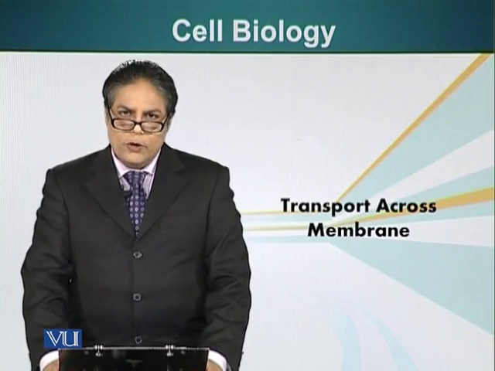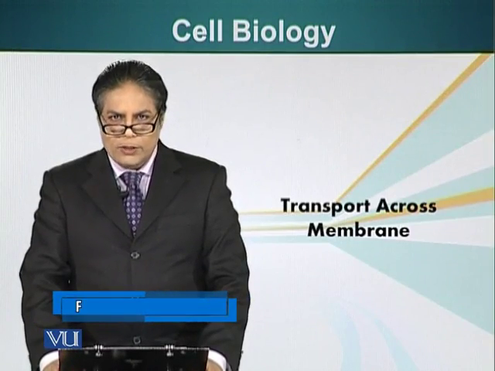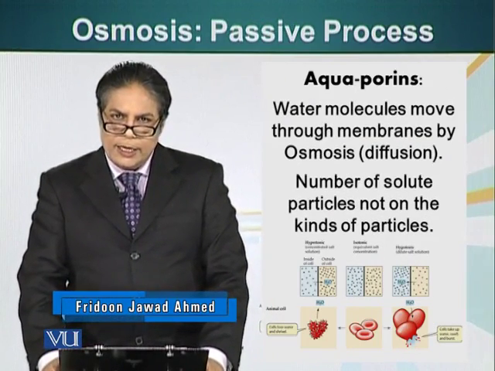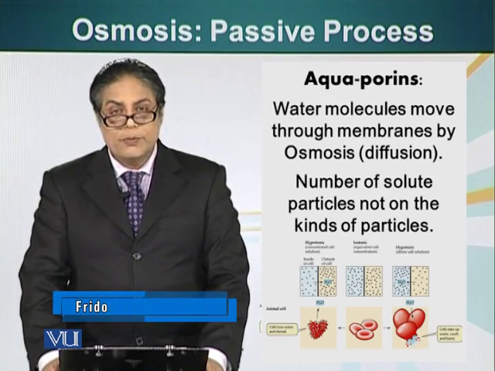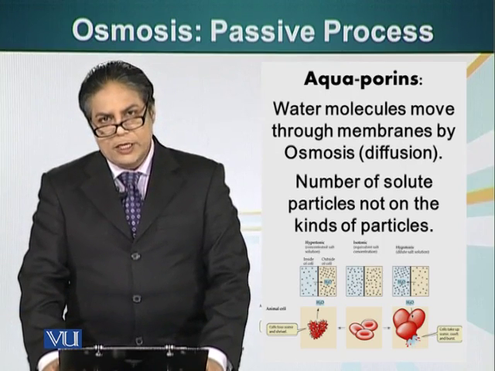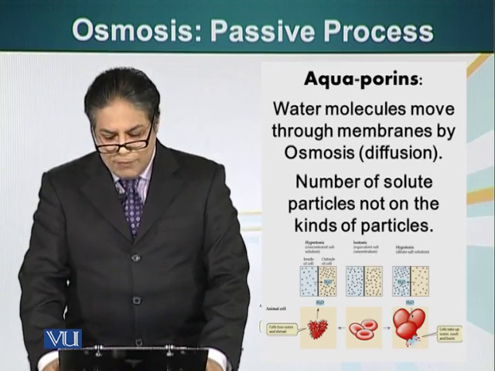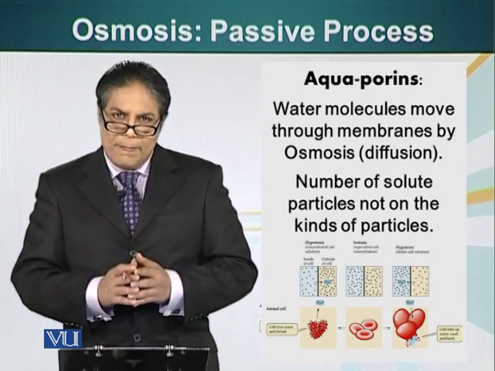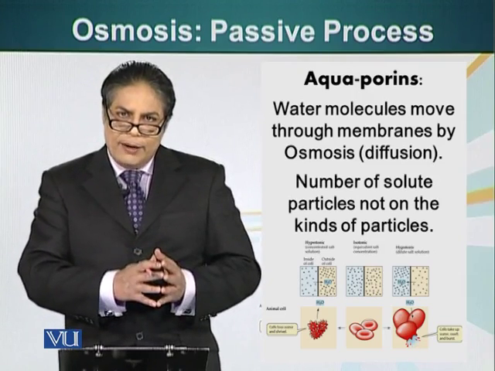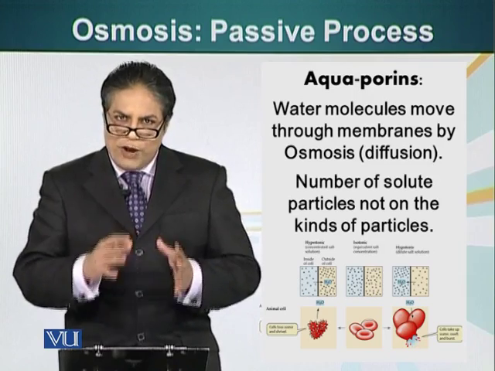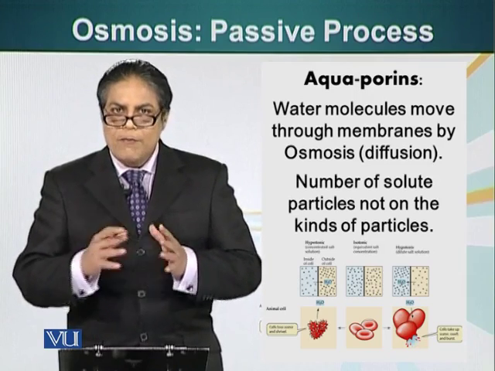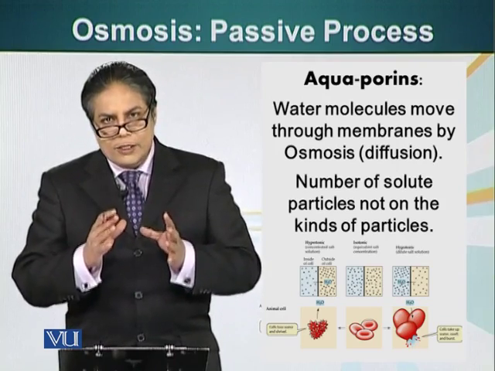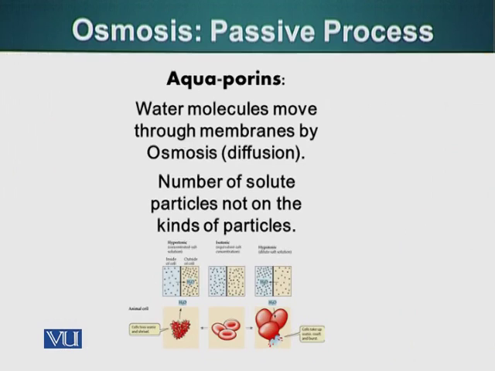In this module, we'll talk about transport across the plasma membrane. First of all, I would like to mention that the plasma membrane, or the cell membrane, which is made up of a lipid bilayer, has special structures called aquaporins that facilitate movement of water across the membrane. Water moves across the membrane in a passive transport manner, which means that it will move due to concentration gradient, and it is not a process that requires energy.